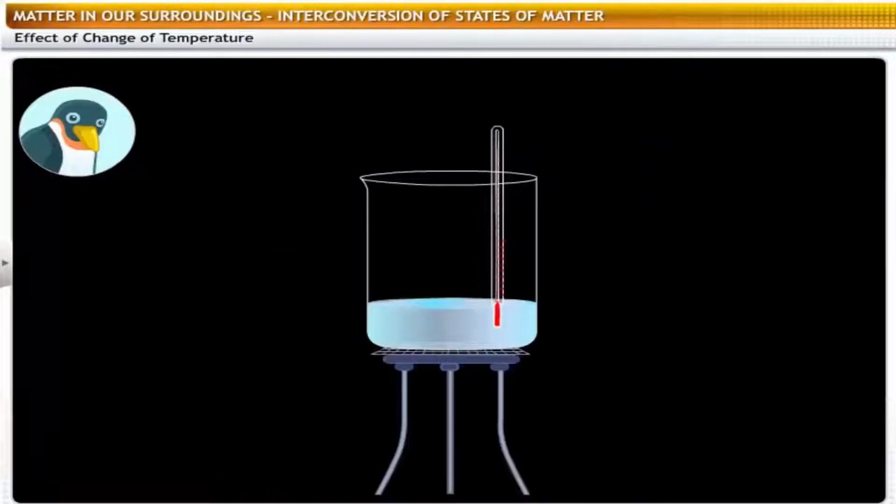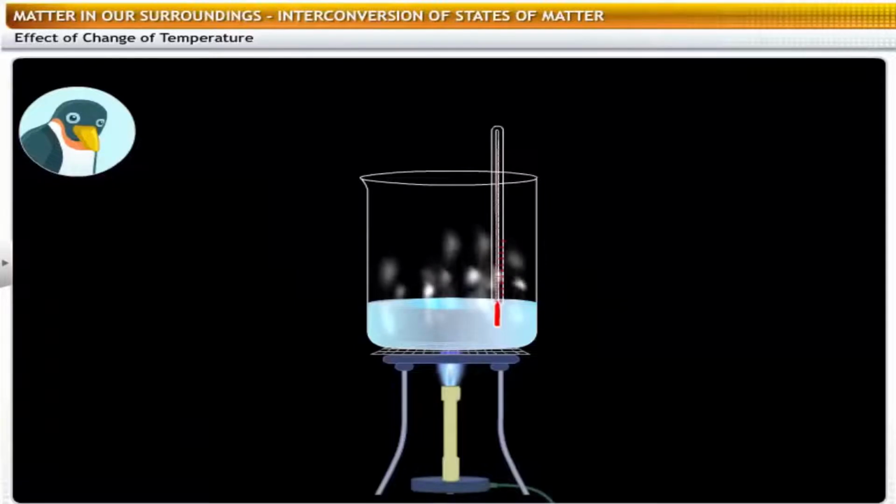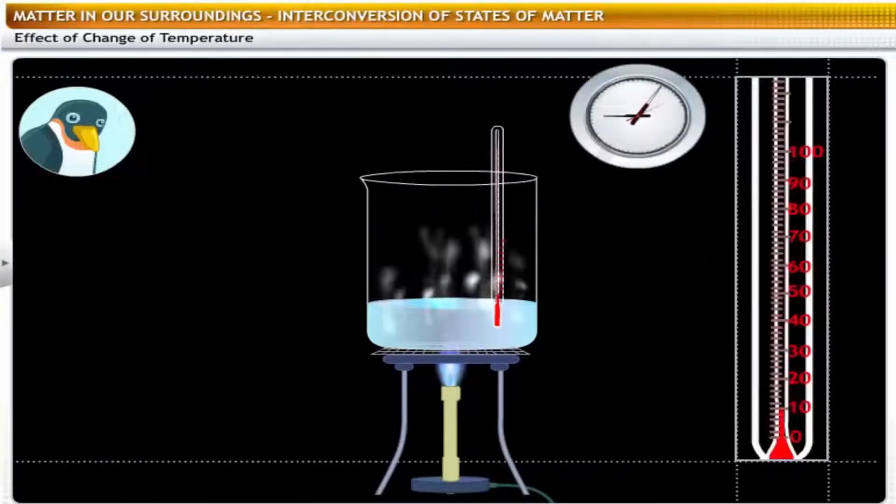Getting back to our experiment, let's continue to heat the water and note down the thermometer reading every minute. Observe that the water has started to boil and steam is rising from its surface. Also notice that the temperature has stopped rising. It is now steady at 100 degrees Celsius. Amazing! Why does the temperature not rise further?